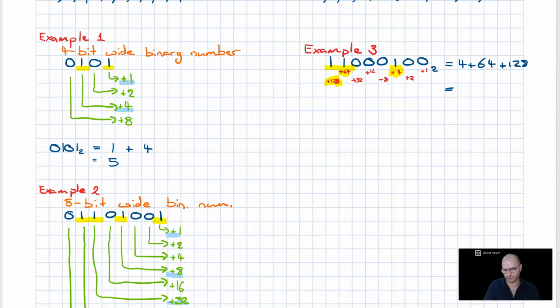Now to convert this, all I need to do is say 4 plus 64 plus 128. Now I just need to put this in my calculator. We get 196 base 10.